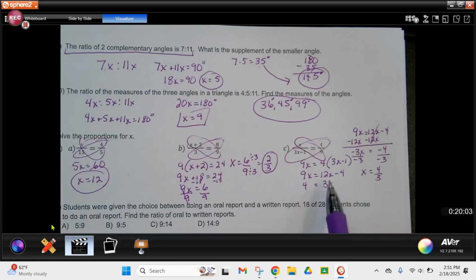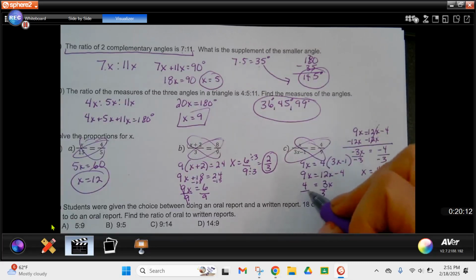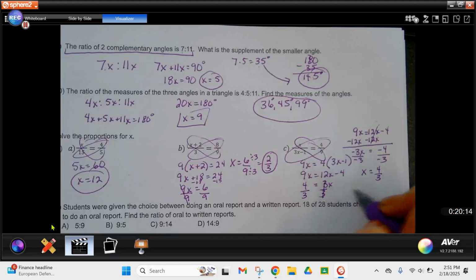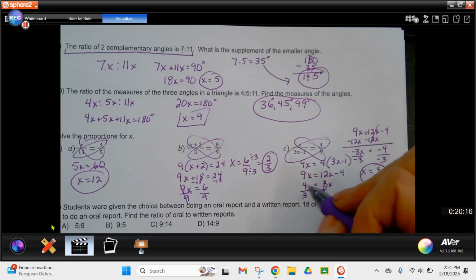Now, the way I did it is I moved this over here and this over here at the same time. So I got this, and now if I divide by 3, look, I'm going to get the same answer. X equals 4 over 3.